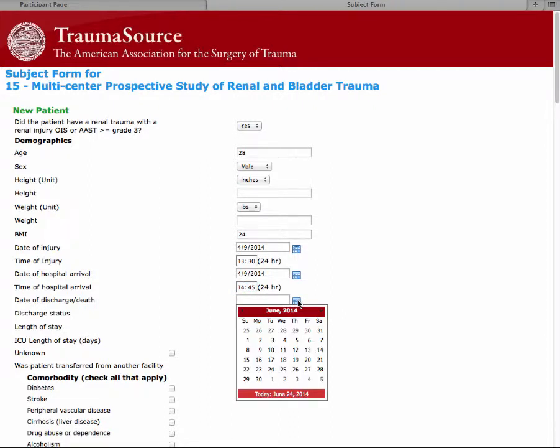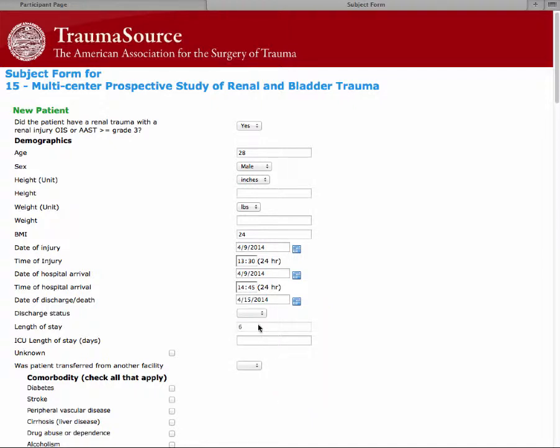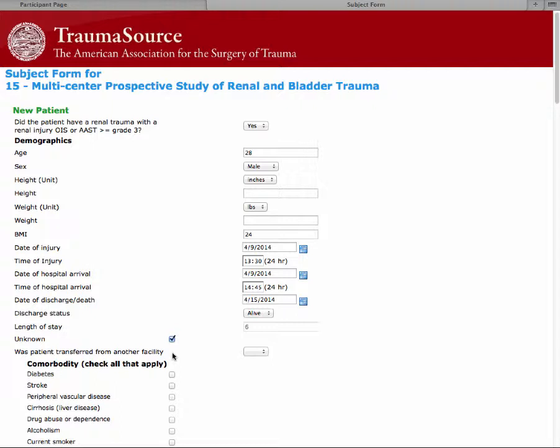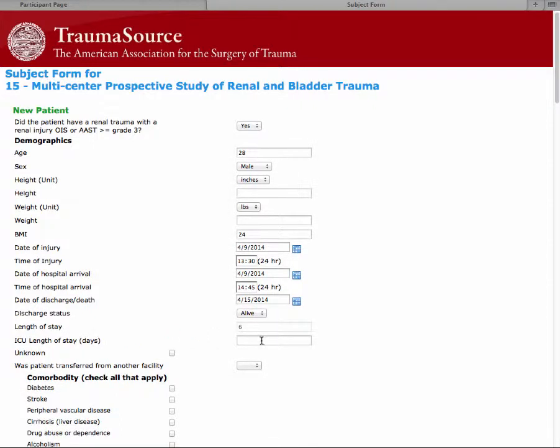Date of discharge: the patient stayed 6 nights. This is a relatively simple injury, so we'll say they were discharged on the 15th. The discharge status: they were alive on discharge. The program automatically calculates the length of stay and the ICU length of stay. This patient was in the ICU for 2 days for observation. You can also check unknown if you don't know the length of stay, but we'll say 2.